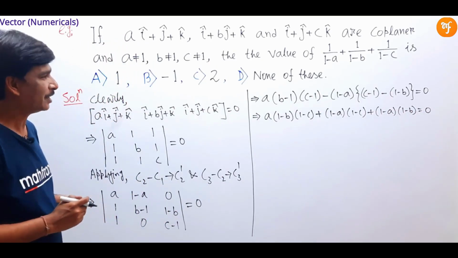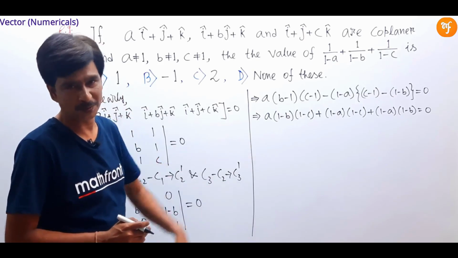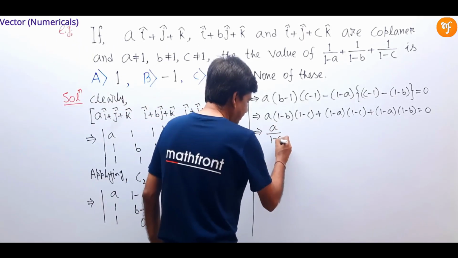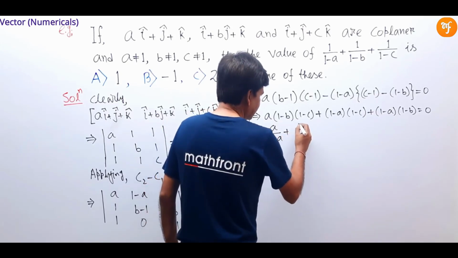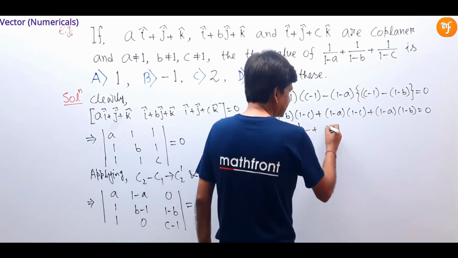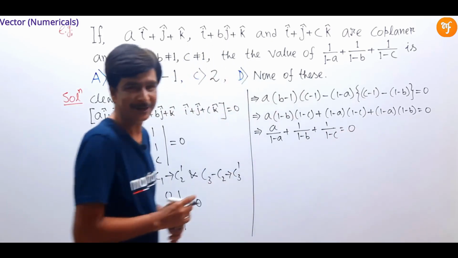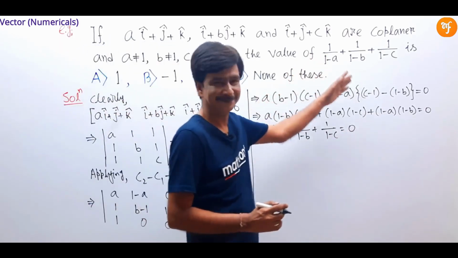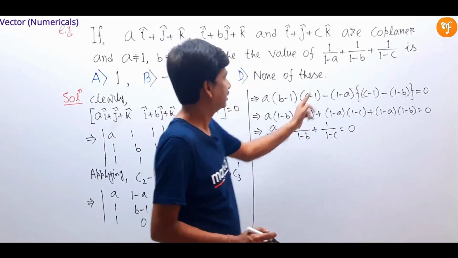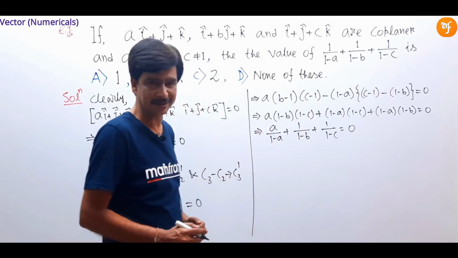Okay. Now, dividing both sides by 1 minus a into 1 minus b into 1 minus c, we can write a divided by 1 minus a plus 1 divided by 1 minus b plus 1 divided by 1 minus c is equal to 0. Sure. Look, the forms are already coming: 1 divided by 1 minus b, 1 divided by 1 minus c already came. We need 1 divided by 1 minus a. Here a divided by 1 minus a is there.